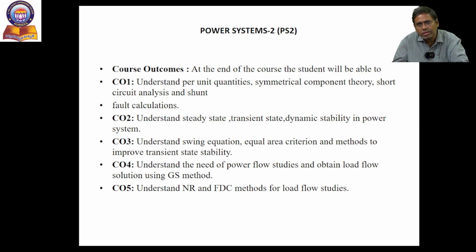On completion of the second unit, students will be able to understand steady state, transient and dynamic stability, that is the elementary concept of steady state stability limits. The third one is after completion of the third unit, students will be able to understand the swing equation, its solution, and the application of the equal area criterion to determine the stability of the system, and the last one is methods of improving transient stability. At the end of the fourth unit, students understand the need of power flow studies and obtain the load flow solution using the Gauss-Seidel method. The last one is that students will be able to understand the Newton-Raphson and FDC methods for load flow studies.